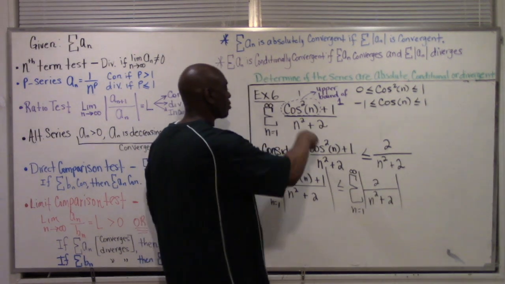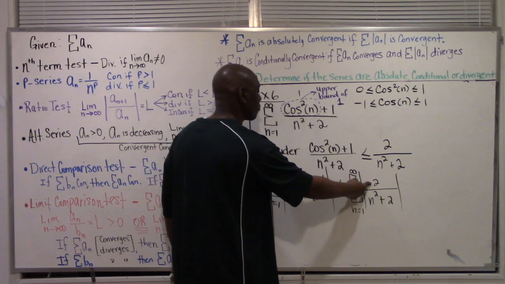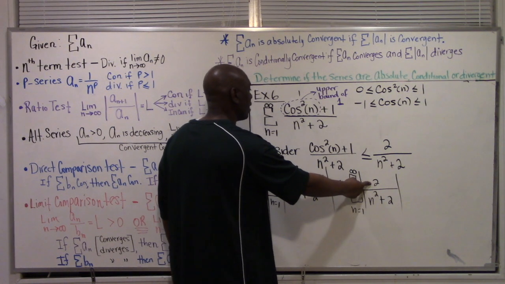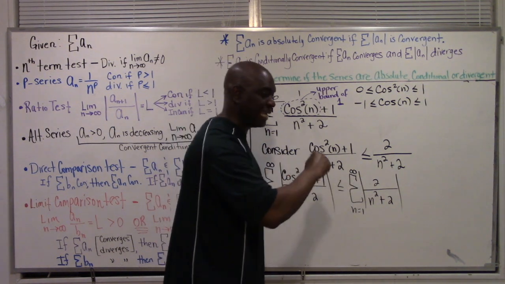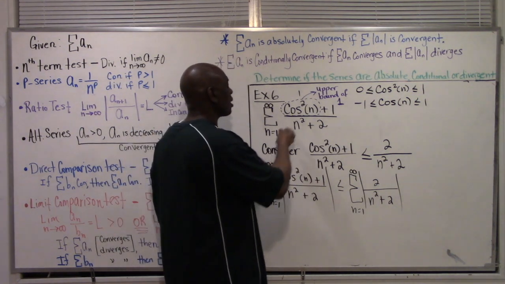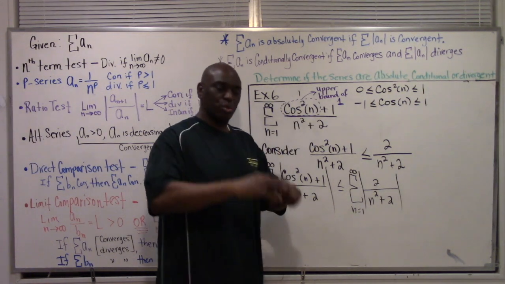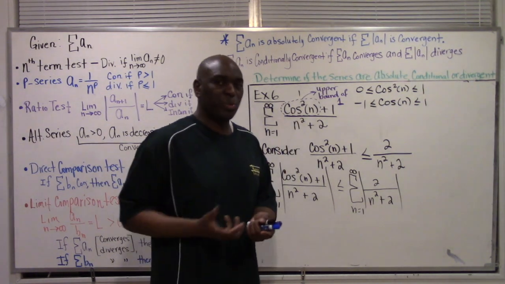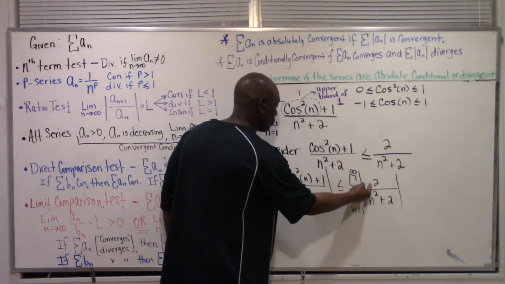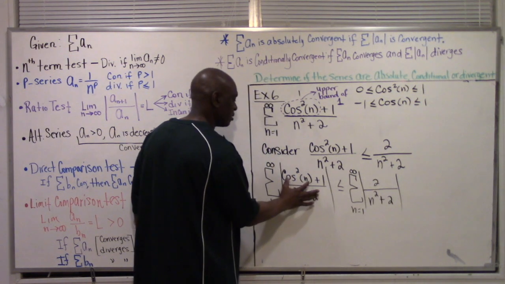because the most our numerator can be is 2. That's the most it could be, is 2, if the cosine or whatever the angle n is gives us an output of 1. All right? So whatever the cosine of the angle n is, and you square it, the most it could do is give us an output of 1. So 1 plus 1 is 2. So this quantity is going to be greater than or equal to this one.